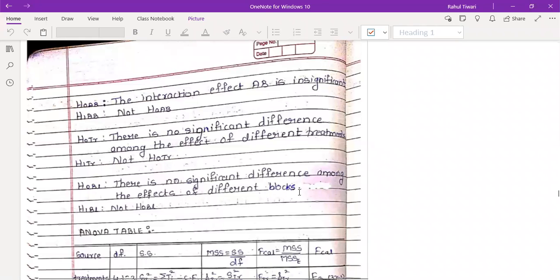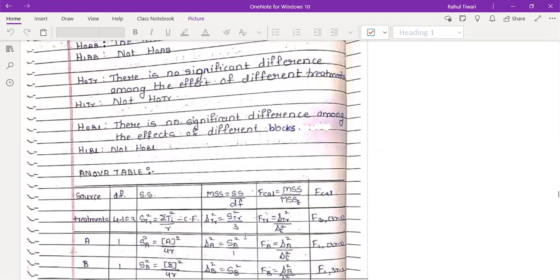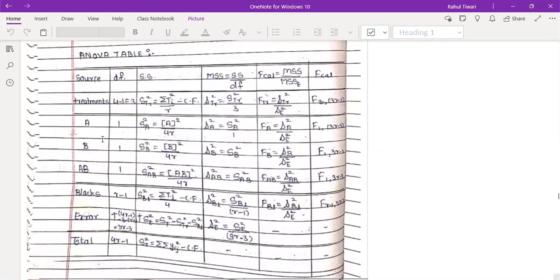As I said, factorial experiments include more than one dependent variable and more than one independent variable. Then one can always use factorial experiments. So this is the ANOVA table.